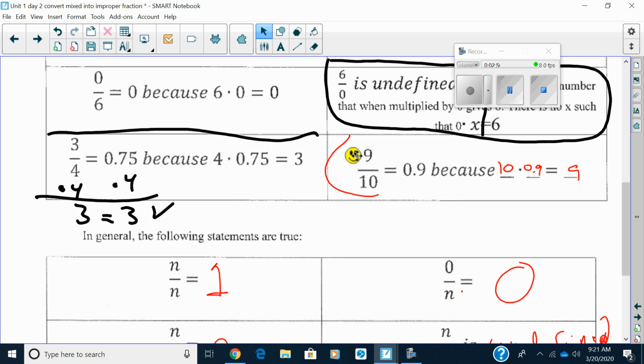We have 9 apple pies divided into 10 piles. There are 10 people eating 9 apple pies. Each person gets to eat 9/10 of an apple pie because 10 times 9/10 equals 9.